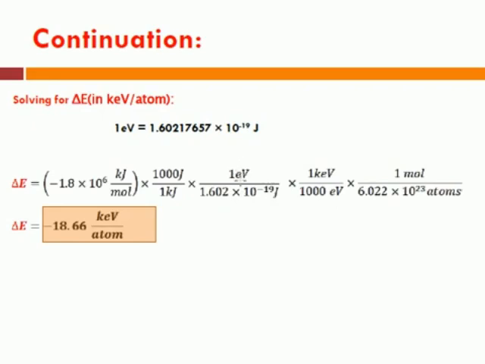Then, converting electron volt to kilo electron volt. So, for every 1 kilo electron volt, we have 1,000 electron volt. So, cancel eV here. Then, we're okay for electron volt. How about for mole? In 1 mole, we have 6.022 times 10 raised to 23 atoms. So, the unit will be in kilo electron volt per atom. So, the answer is negative 18.66 kilo electron volt per atom. So that is for problem number 3.